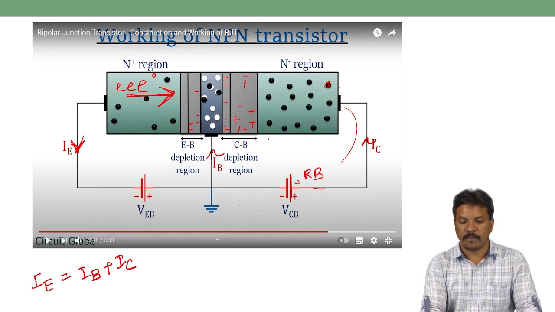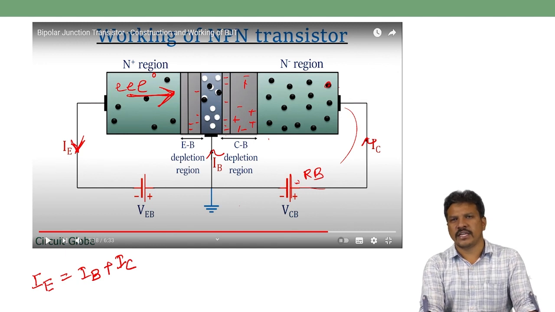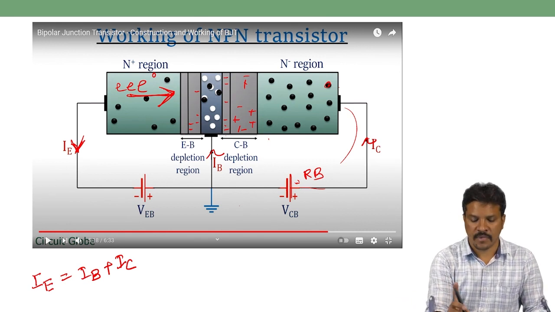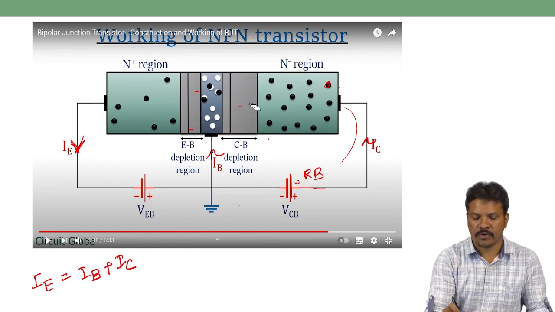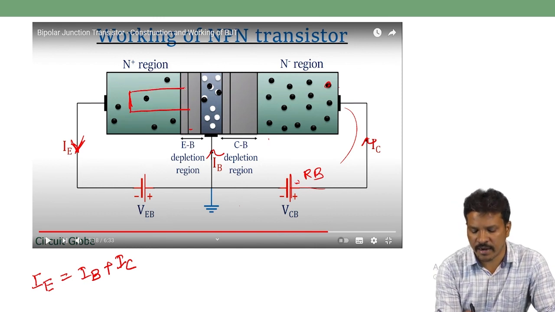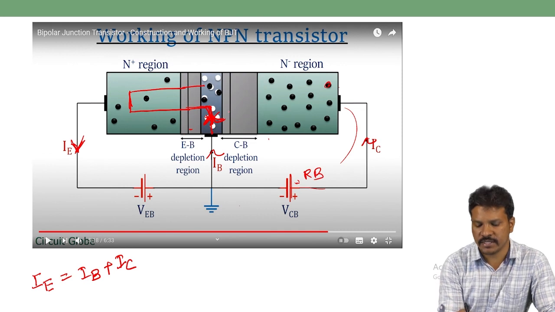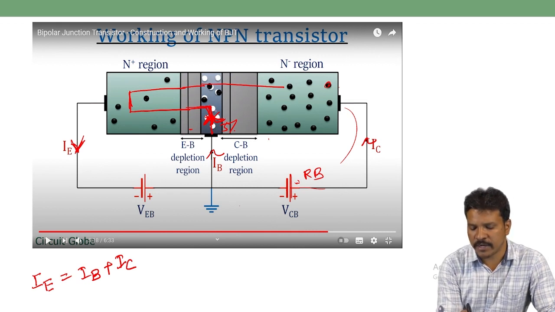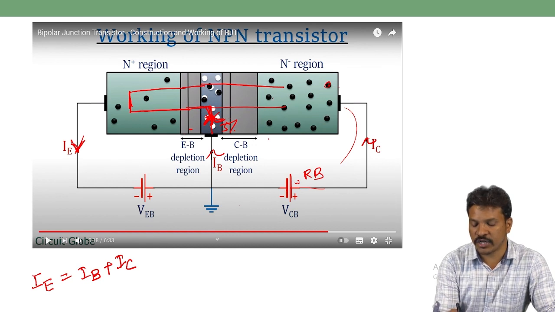So this is the working principle of the NPN transistor. When the input junction is forward biased and the output junction is reverse biased, a large number of majority charge carriers, electrons, move from the emitter terminal to the base terminal. In the base region only a small amount of recombination takes place, so only a small current flows in the base region. Only 5% of charge carriers are recombined. The remaining 95% of electrons cross the reverse bias junction and reach the collector.